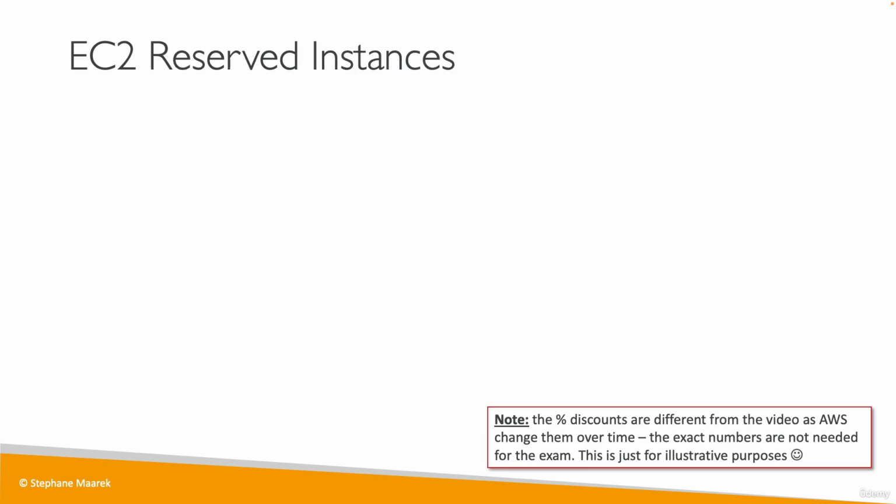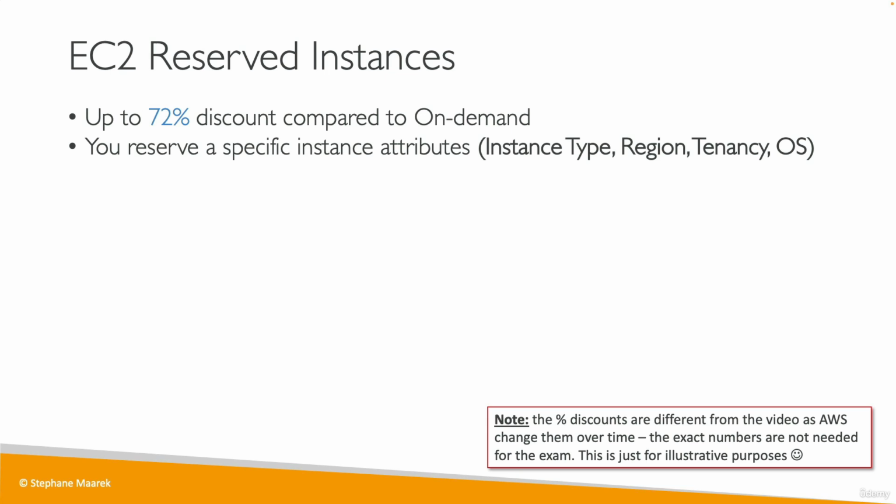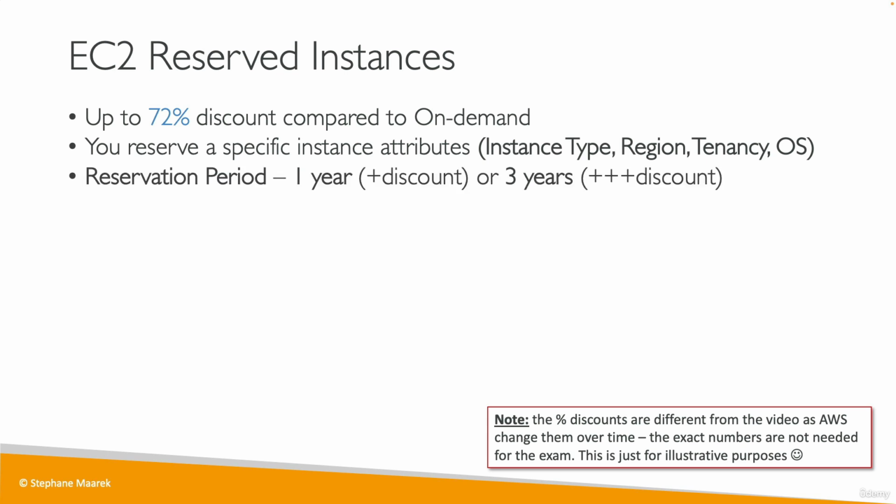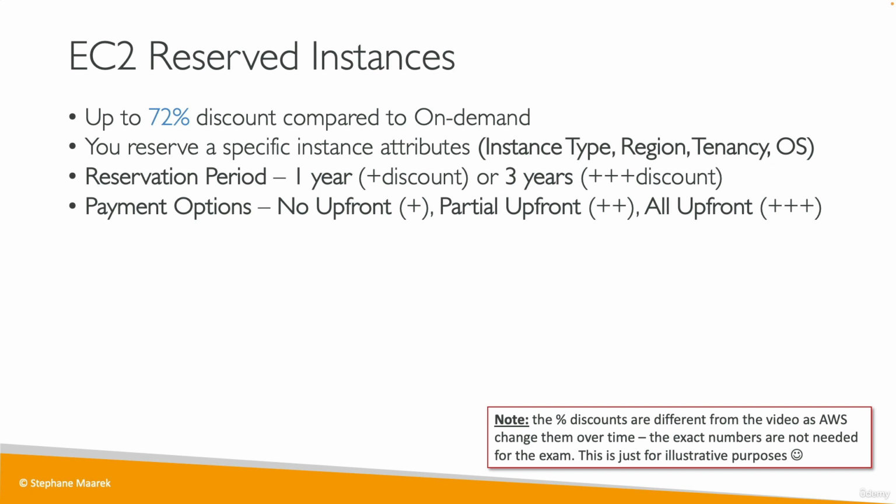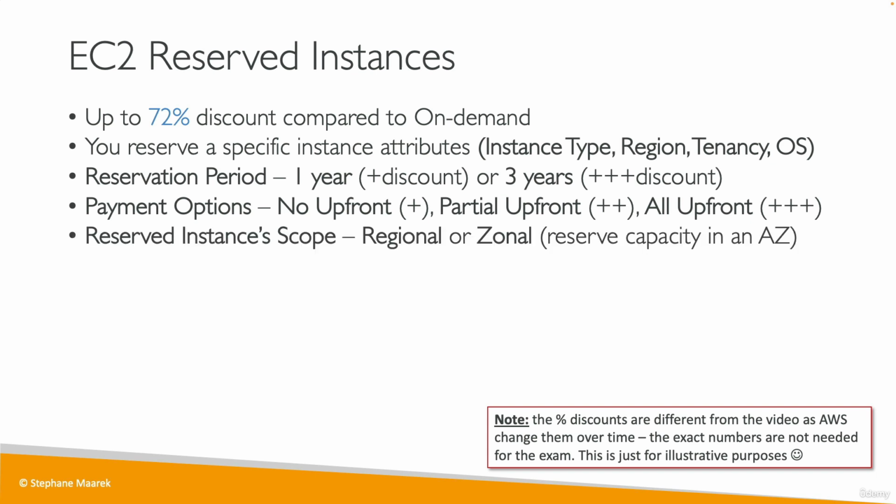Now for reserved instances, and by the way, the numbers I show you can change over time, so I will not update this video every time, but it gives you an idea of what the numbers can be. So reserved instances give you a 72% discount compared to on-demand, and you reserve a specific instance attribute. For example, the instance type, the region, the tenancy, and the OS. You specify a reservation period, 1 year or 3 years, to get even more discounts, and whether or not you want to pay upfront, partially upfront, or not upfront. And all upfront, of course, gives you the maximum amount of discounts. In terms of the scope, do you want the scope to be a specific region or a zone? That means reserved capacity in a specific AZ.